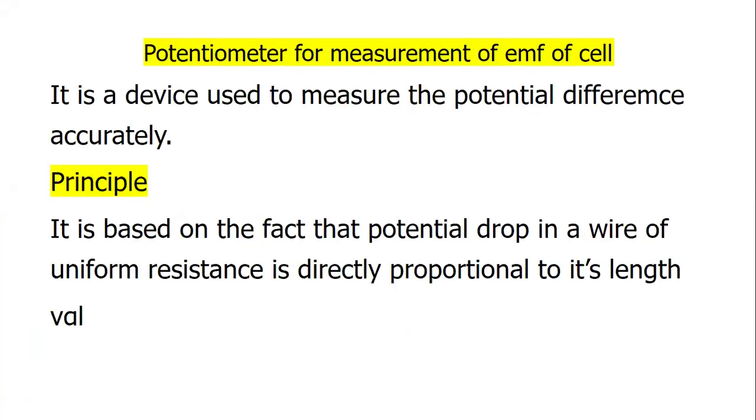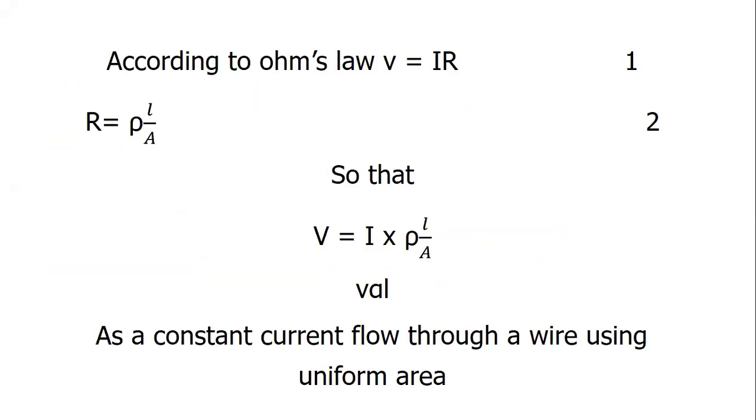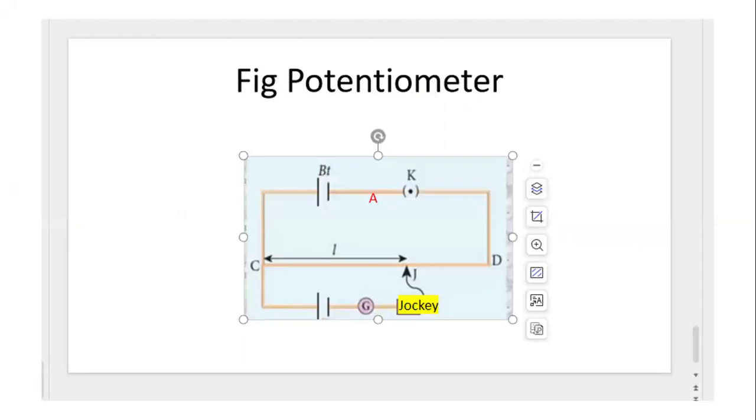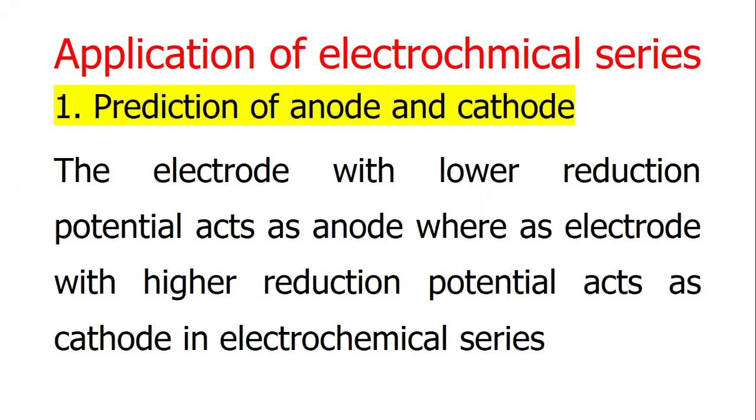Potentiometer for measurement of the EMF of a cell. It is a device used to measure potential difference accurately. Principle: it is based on the fact that the potential drop in a wire of uniform resistance is directly proportional to its length, V proportional to L. According to Ohm's law, V equals IR, and R equals rho L by A, so V equals I rho L by A, so V is proportional to L if a constant current flows through a wire of uniform area.